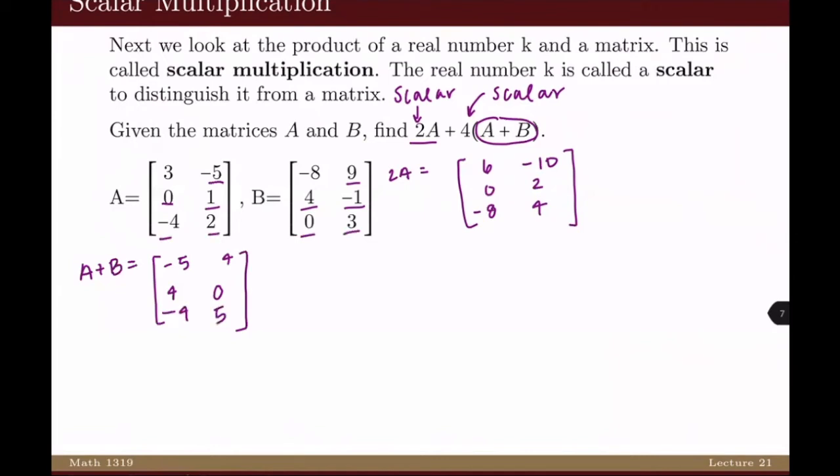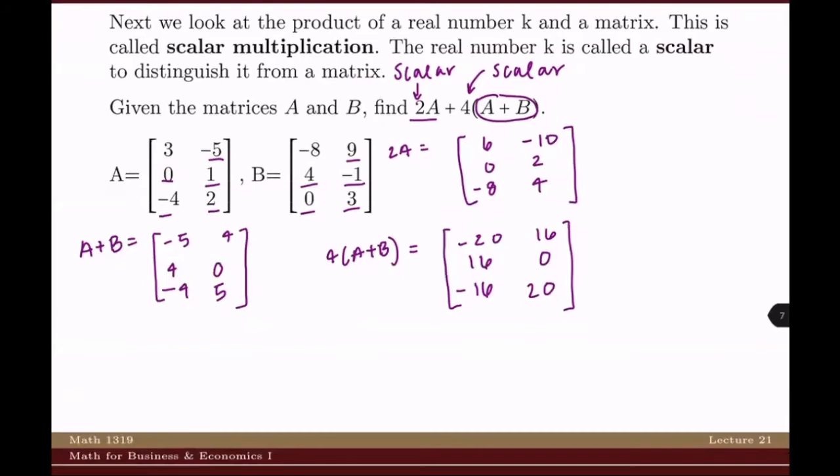All right. Next, we need 4 times A plus B. So we want to do 4 times A plus B, which is going to equal 4 times our A plus B matrix. So we'll get -20, 16, 16, 0, -16, and 20.